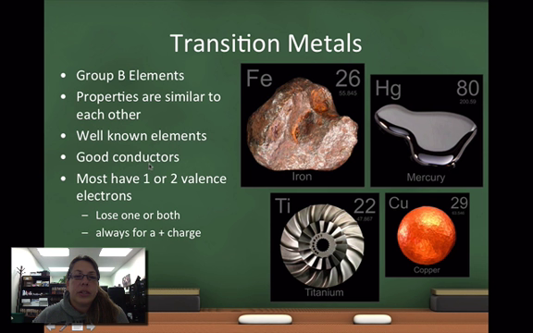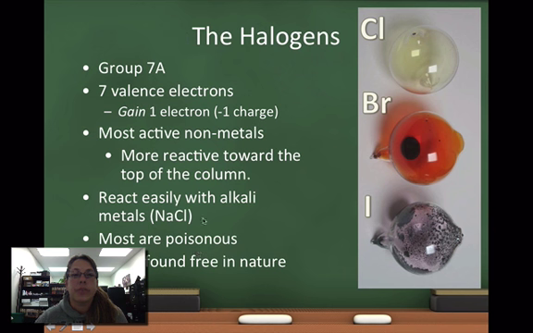They're really good conductors. Most of them have 1 or 2 valence electrons, which means they're going to lose them. There are exceptions to that rule though. They can have 3 or 4, some of them can go up to 6 or 7 valence electrons.